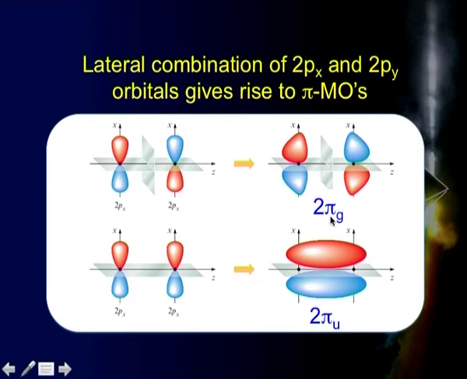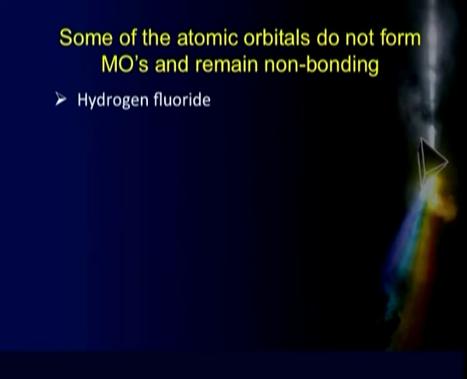So the basic premise is we have two kinds of orbitals: sigma when the overlapping is along the internuclear axis, and pi if the overlapping is lateral or sideways. And there is a third kind of molecular orbital, which is basically called the non-bonding molecular orbital. Let us understand that. Let us take the example of, say, hydrogen fluoride.